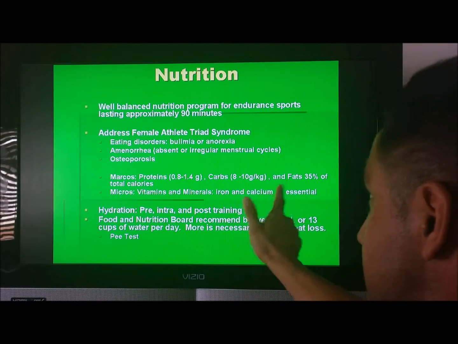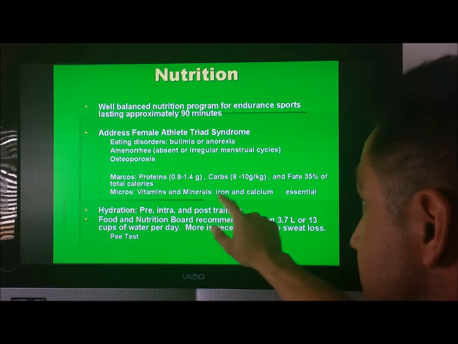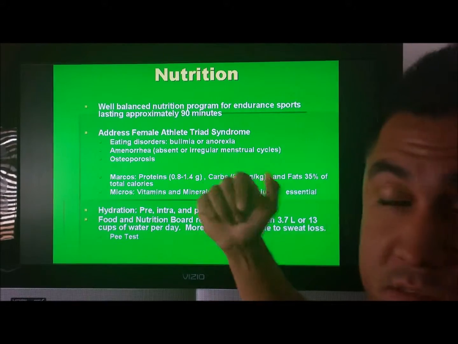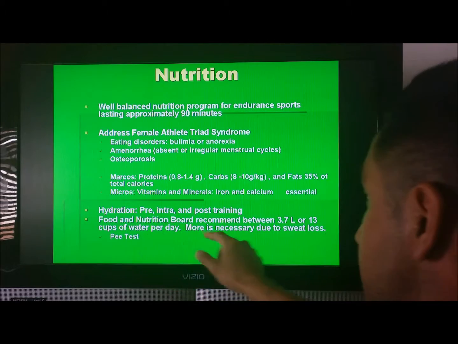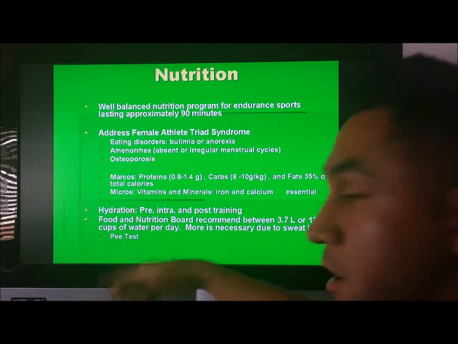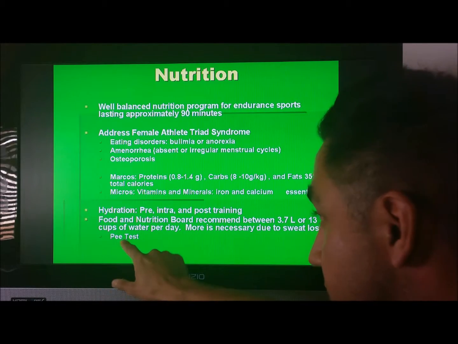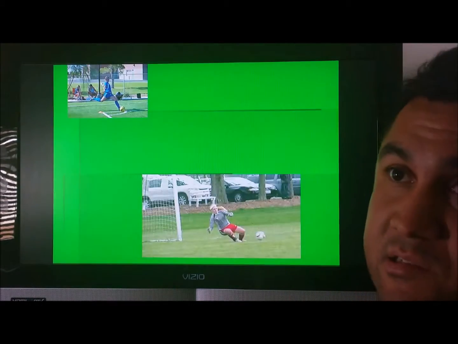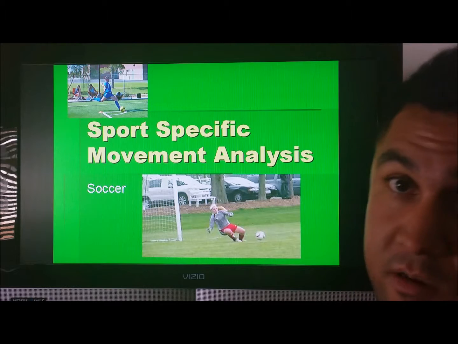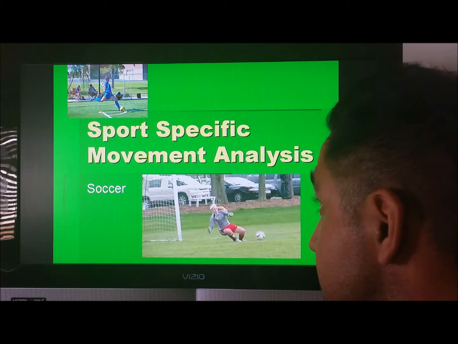We want to make sure they understand the proteins, carbs, and fats and the different ratios, making sure micronutrients are there as well, vitamins and minerals, especially with women, iron and calcium. Hydration pre, during, and post workout. For females around 19 or males around 19, about 13 cups of water is recommended per day, and more is recommended if it's a high endurance sport where they're sweating a lot. The biggest thing I use is a pee test, a simple test the players can use: if their urine's darker in color, they have a lot of work to do on the water intake and hydration, and if it's clear, they're going in the right direction, so maintain that.